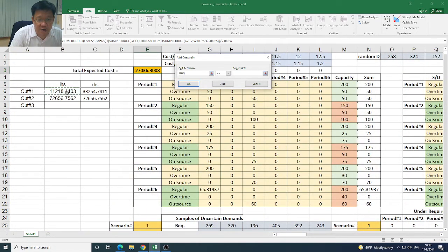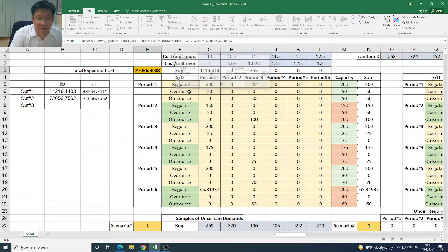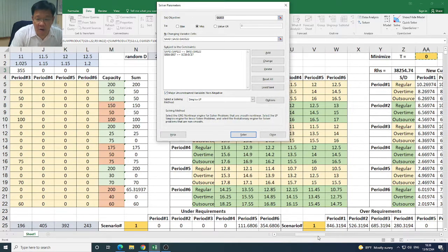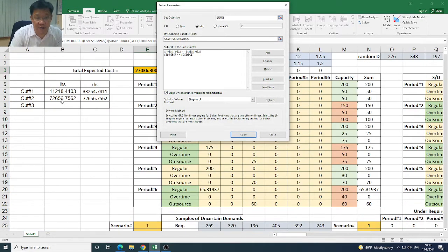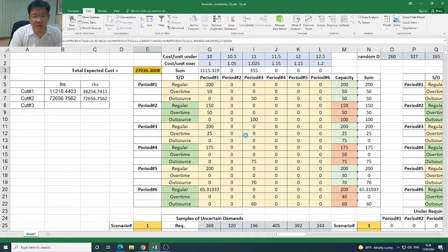Now your optimality cut down here, you have two constraints. These two have to be greater than or equal to these two, row by row. And you already saw the current solution is still infeasible. So you want to find a new solution, you just solve it. It's going to take some time.